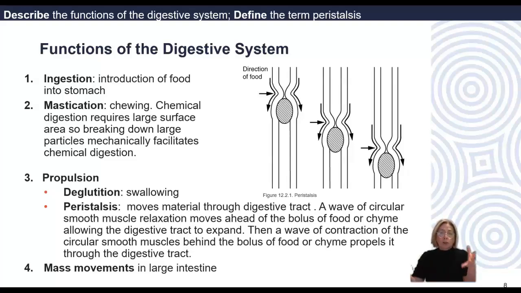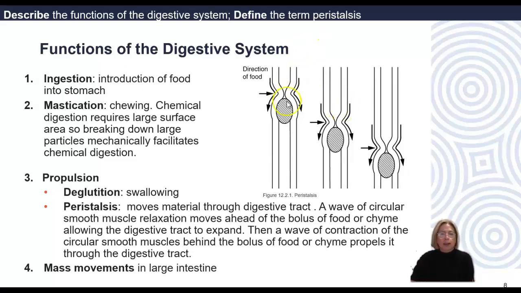Propulsion then. Propulsion means movement forwards, right? So deglutition is a type of propulsion. This is more commonly known as swallowing. We'll get on to the swallowing mechanism shortly. We have peristalsis. Now, peristalsis is a really important type of movement to know about that occurs through the digestive tract. And it happens in rhythmical waves. And in some parts of the digestive tract, those rhythmic waves are really powerful.